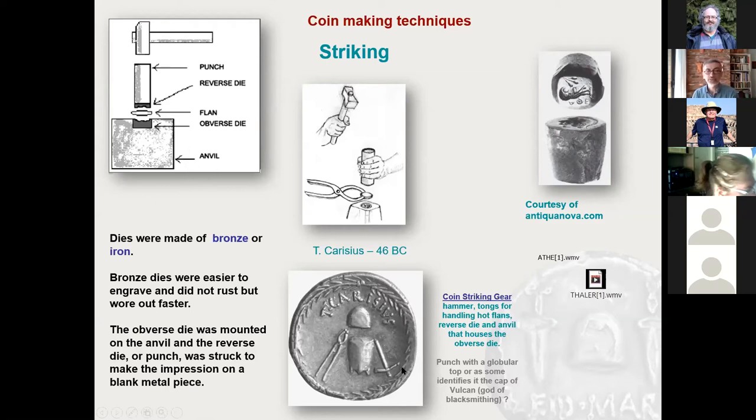And here is an interesting coin from the Roman Republic, showing the coin minting gear. And you know, that really tells you that this is a process that was well known. How well known, it's a different issue.